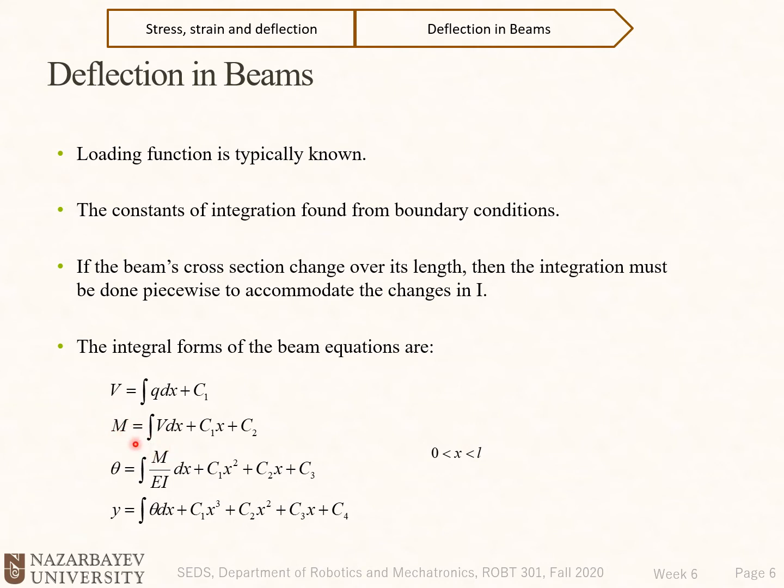Okay, so again we see that we'll have a second constant of integration, c2, here, and based on the previously explained equation, we can have y and theta. So theta is the slope of the beam, and theta by definition is the derivative of deflection.